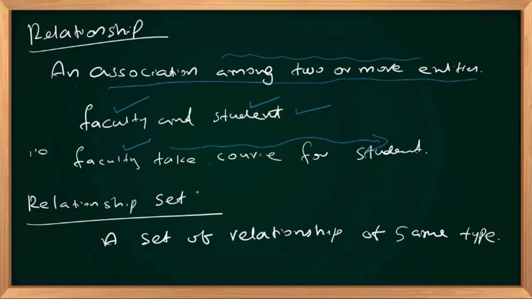Relationship set. What is a relationship set? A relationship set is a set of relationships of the same type.